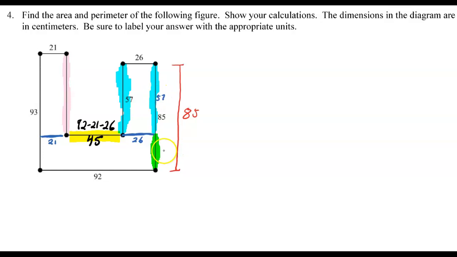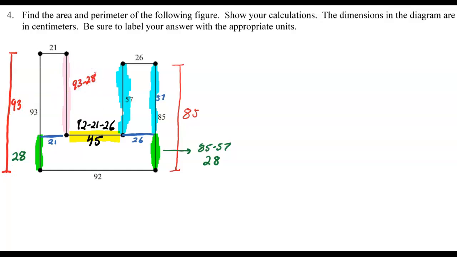So the green piece is 85 take away 57, which is 28. That tells me on the other side this green piece that I just highlighted is 28. Now to find the pink piece, I knew the total left side was 93. So the pink piece is going to be 93 take away 28, which is 65.